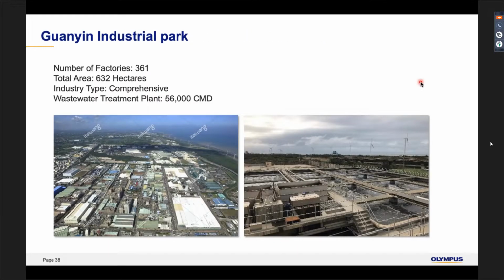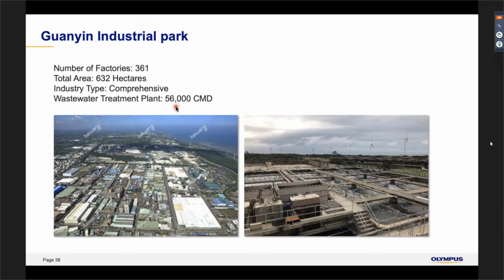There are 361 factories in Guanyin Industrial Park in Taoyuan. It is a comprehensive industrial park with various types of industries such as electroplating, PCB, petrochemical, paper, textile. And there is a joint wastewater treatment plant with capacity of 56,000 CMD. Every factory was asked to do pre-treatment before discharge.